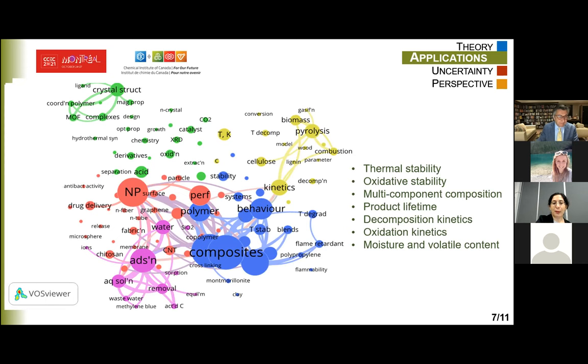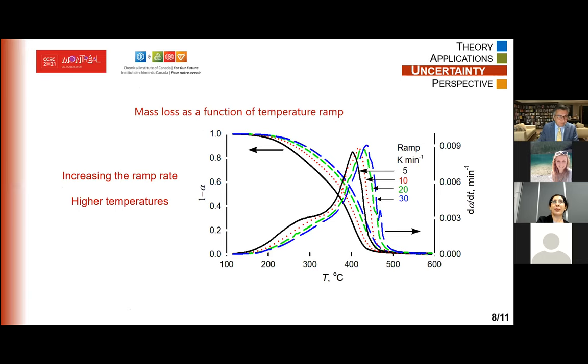I talked about the sample size, the sample mass, but what's the effect of heating rate? Heating rate also can shift your thermogram. A higher heating rate can shift your thermogram to higher temperatures. And this is actually a way to find kinetics by TGA. You heat up your sample at different heating rates, and based on the changes that happen to your thermogram, different models use these shifts to measure kinetics by TGA.